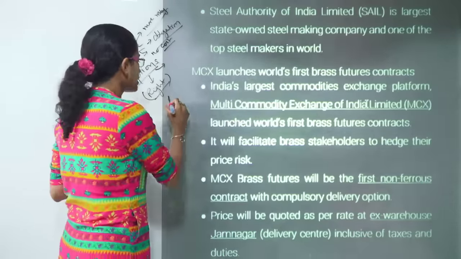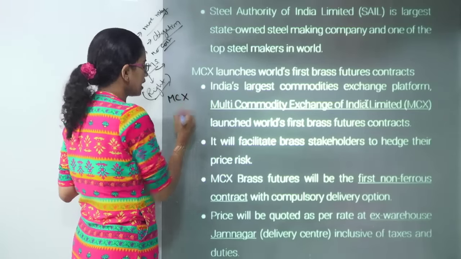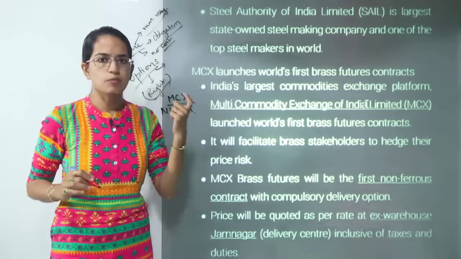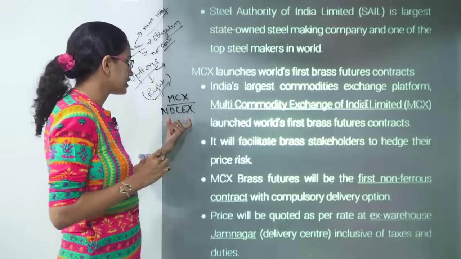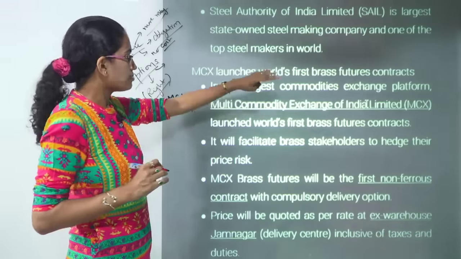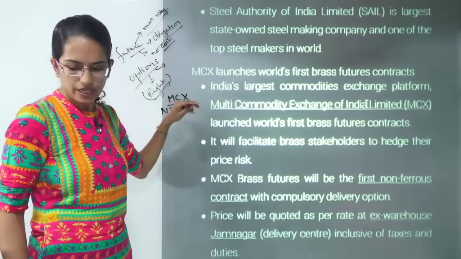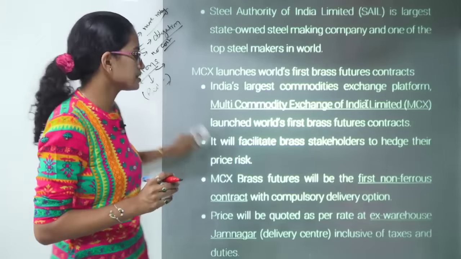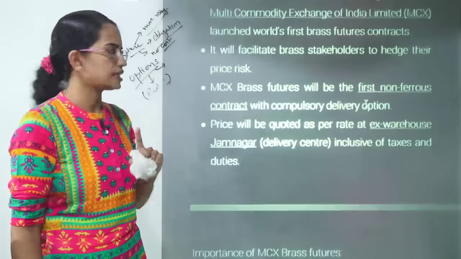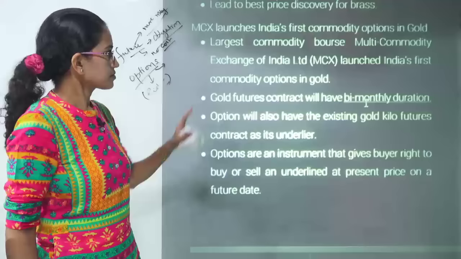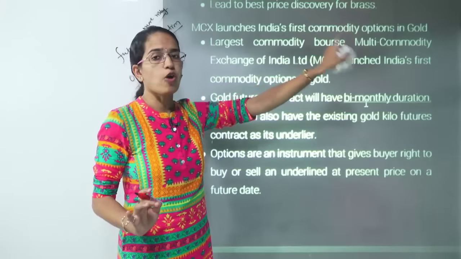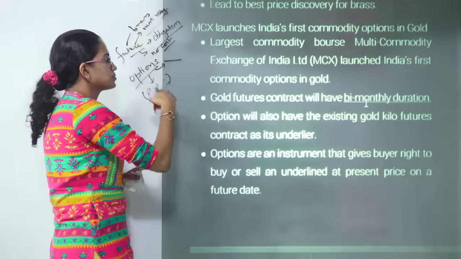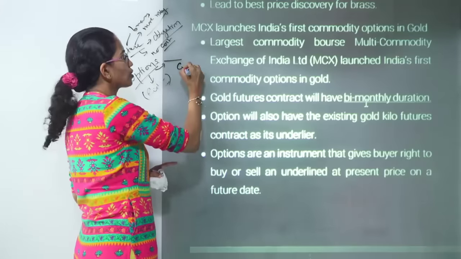So there are important trading exchanges in India. First is the MCX and the next is NCDEX. MCX is the biggest commodity exchange trading in India. The second important is NCDEX. Now MCX is the Multi Commodity Exchange of India Limited. Now it launched the first brass future contracts, and this is the first time contracts have been done for a non-ferrous item. Similarly, you have the first commodity options that have come up for gold. So futures for brass by MCX, and commodity options basically, not futures, for gold by MCX.